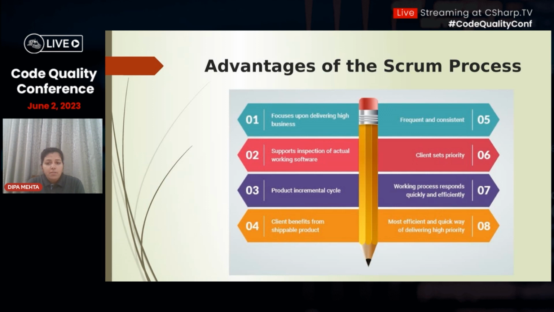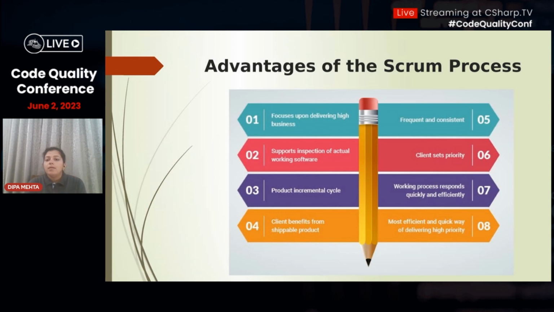Then client benefits from the shippable products. They also check with the report, and we can say that clients are also getting happy. They also see some progress in our daily Scrum activities, with these Scrum activity reports and this process. So frequent and consistent, they are assured with our result. And if there is any change or any problem, we can solve it at the initial stage.